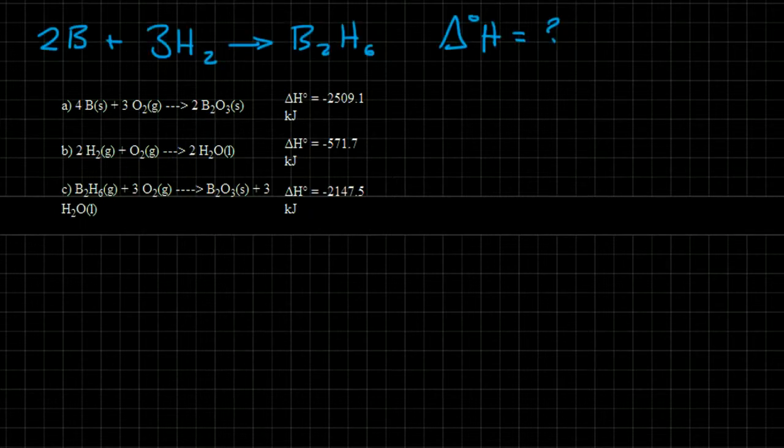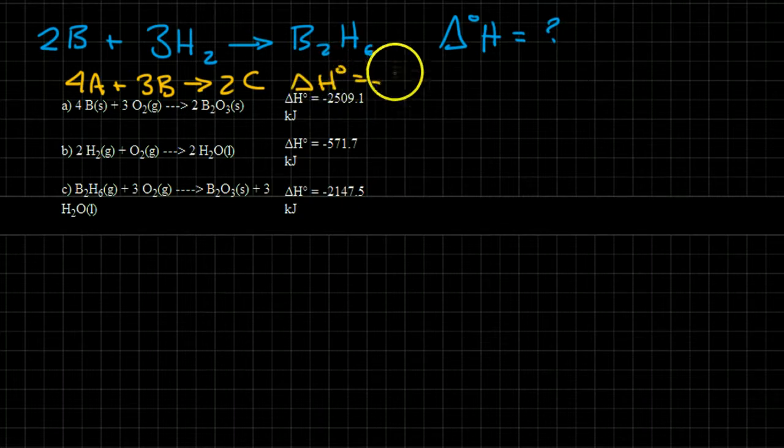I'm going to start my substitutions right away, and I want to see how fast I can do it this time without making a mistake, because, you know, tests are timed, unfortunately. Okay, I've got 4. Maybe that would be easier if I wrote above like last time. 4A plus 3B yields 2C. Add a delta H equal to negative 2509.1. Okay, that's in kilojoules.